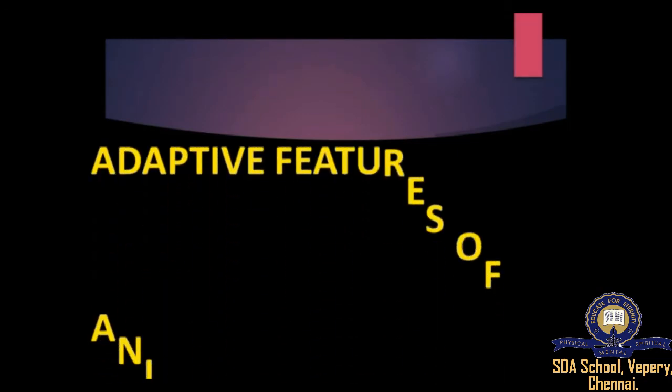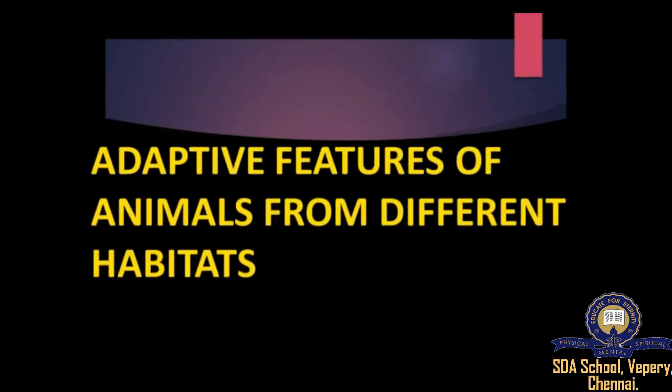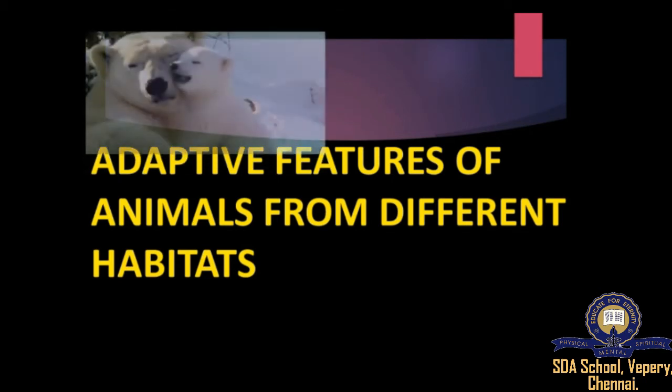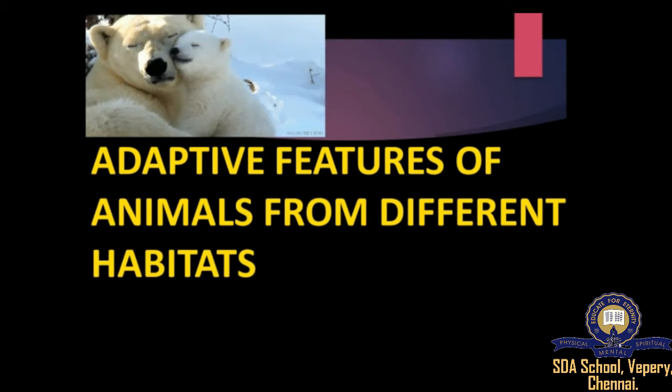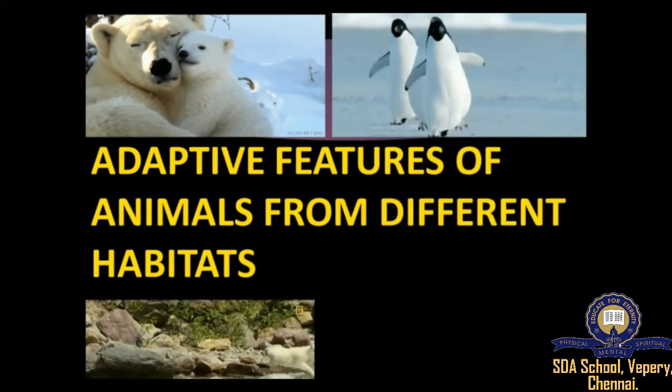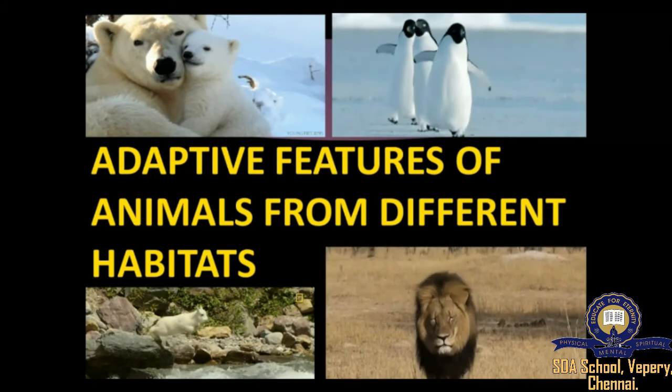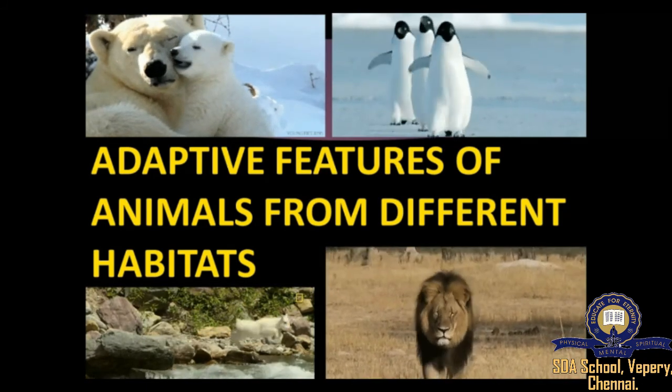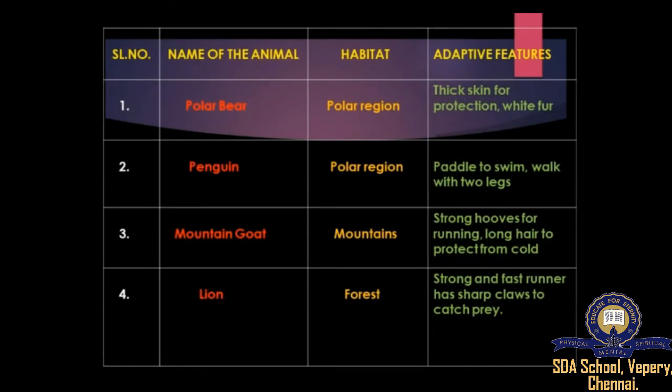So the last one you'll be learning in today's class is about the adaptive features of animals from different habitats. Okay, so in this you'll be learning about polar bear, penguins, mountain goat, and about lion. Okay, so first one is about polar bear.